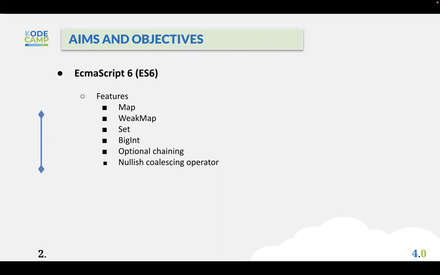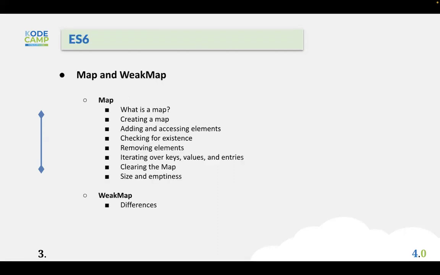Okay, so let's proceed with map, the first item on our list. On the map, we have a map and WeakMap, but first of all, we look at the map. And we try to look at its uses, how to create map, adding and accessing elements, checking for existence, removing elements, iterating over keys, values, and entries, clearing the map, and checking the size and emptiness of a map. And then we'll also look at the WeakMap and the difference between the WeakMap and the map.